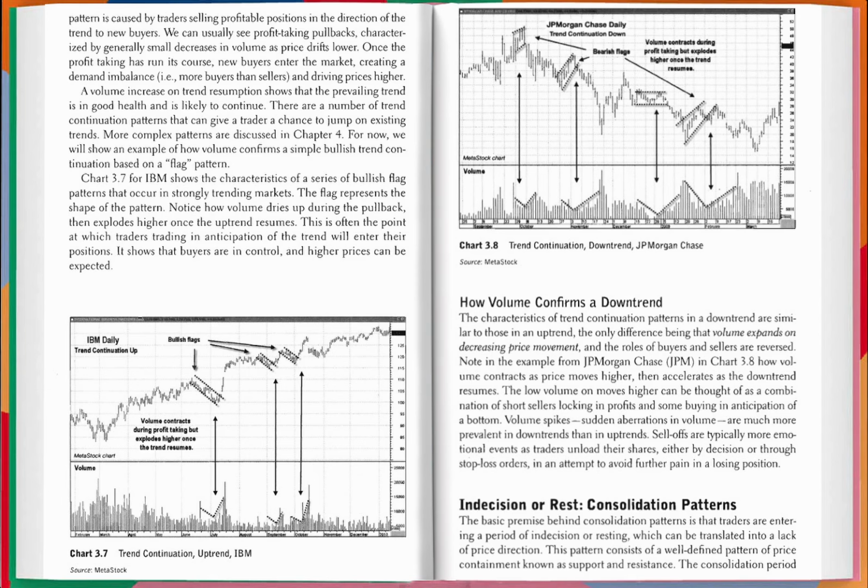More complex patterns are discussed in Chapter 4. For now, we will show an example of how volume confirms a simple bullish trend continuation based on a flag pattern. Chart 3.7 for IBM shows the characteristics of a series of bullish flag patterns that occur in strongly trending markets. The flag represents the shape of the pattern.